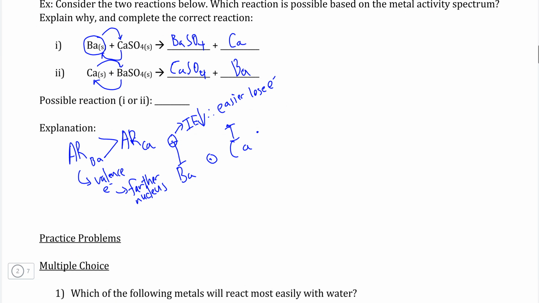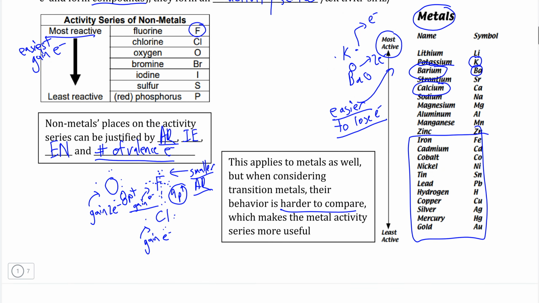So the conclusion is barium can indeed replace calcium because barium is the more reactive metal that is better at losing electrons, whereas calcium is the less reactive metal, meaning that it is less likely to lose electrons, so there is no way that it can take barium's place here, and this second reaction is not possible, meaning the successful reaction would be reaction 1 here, which again we can predict using our periodic trends and confirm using the activity series that is provided to you here.